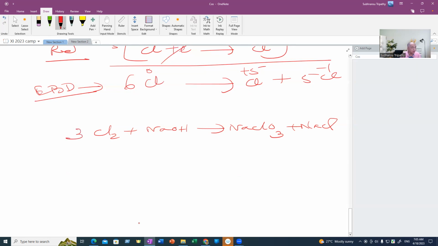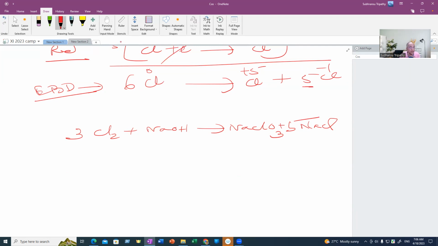Yes, by multiplying 3 here, 3 2s are 6, so we need 6 chlorine atoms with 0 oxidation state. So 3 is the factor to be multiplied with chlorine. And now look at the right side, 1 plus 5 wala chlorine. Already in this formula we have 1 plus 5 wala chlorine, so nothing has to be multiplied. And we need minus 1 wala chlorine 5. So what factor will I multiply to NaCl? Sir, 5. Obviously 5.